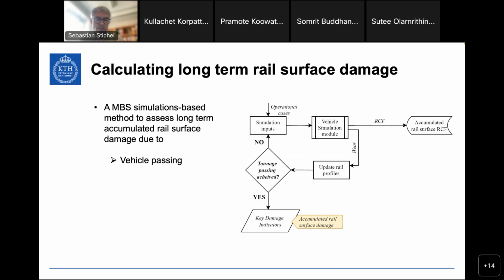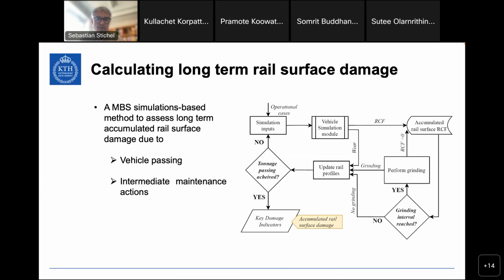You will see a little bit later how a result can look like. Recently, one of our PhD students has worked on adding also the grinding action to that. Within certain intervals, the rails are ground, and that of course changes the geometry of the rail, and that changes the vehicle-track interaction. So as you will see in the results I will show very soon, that is also taken into account because it is an important part and contributes to the whole life behavior of the system.